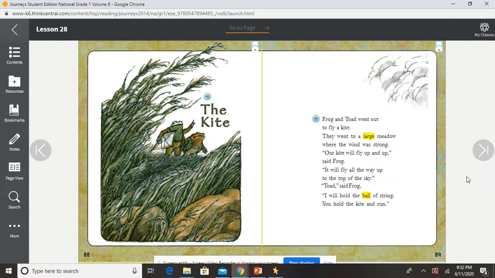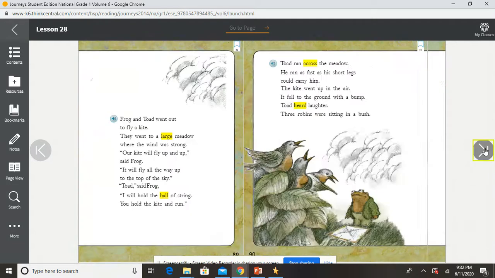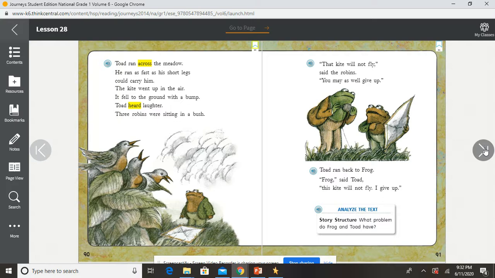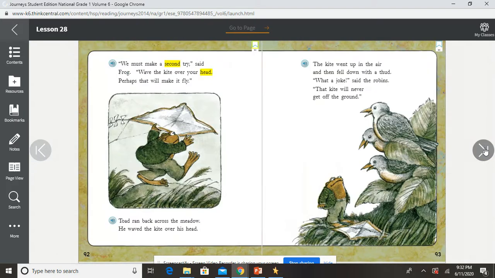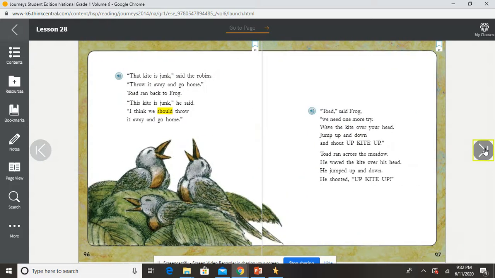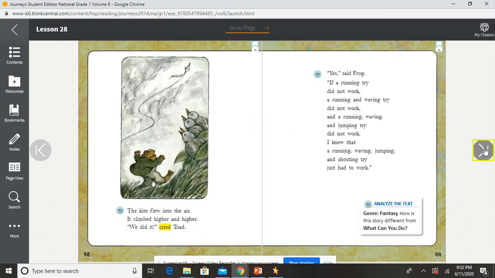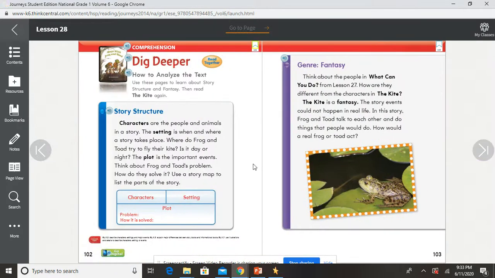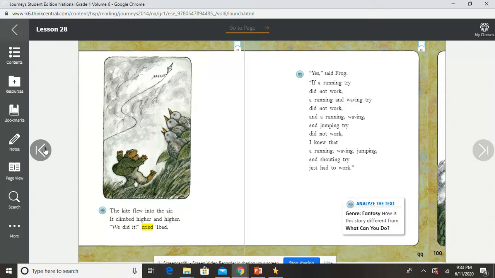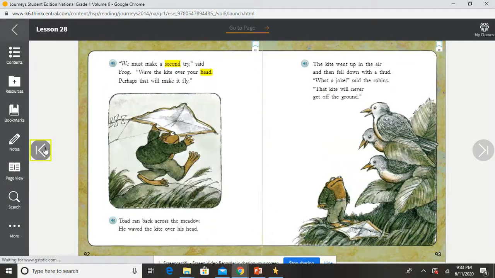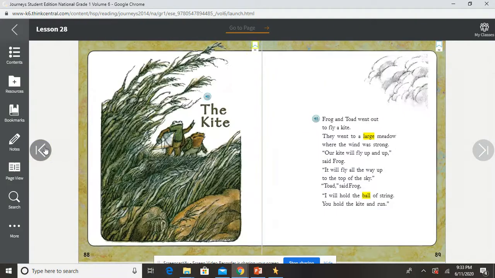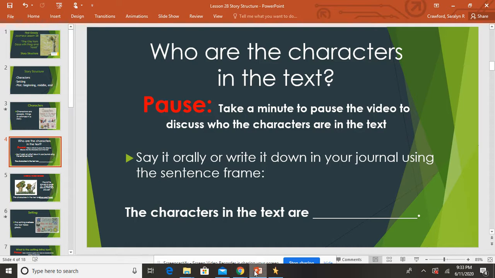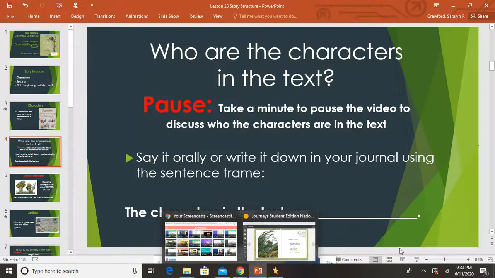Let's look back at the text. Who is in the story? Who are the important characters in the story? Let's look in the text and see who is in the story. And on that line in that sentence frame, what I would like you to do is write down who the characters are. Go ahead and pause the video.